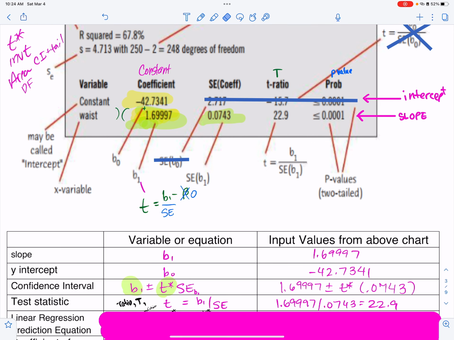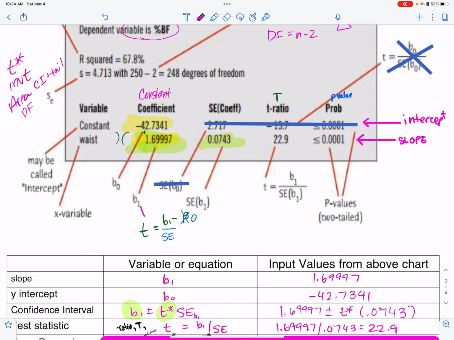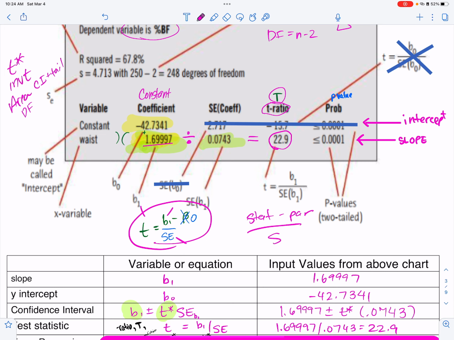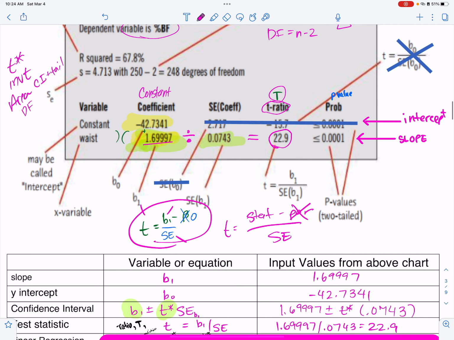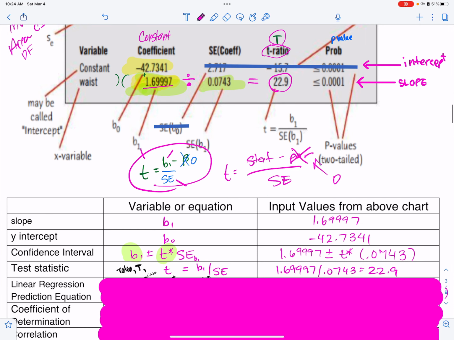Okay, the test statistic is T. Sometimes it's called T ratio, sometimes it's called T. So that's your test statistic, 22.9. But what's kind of cool, you can see 1.6997 divided by 0.0743 is equal to 22.9. So T is equal to the slope divided by the standard error, because remember, statistic minus parameter divided by standard error is going to be my T. Well, my parameter is beta, and in H0, beta is equal to 0. So that's why this ratio works out.